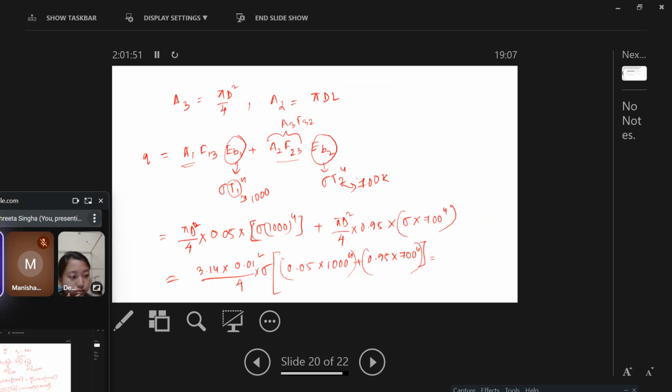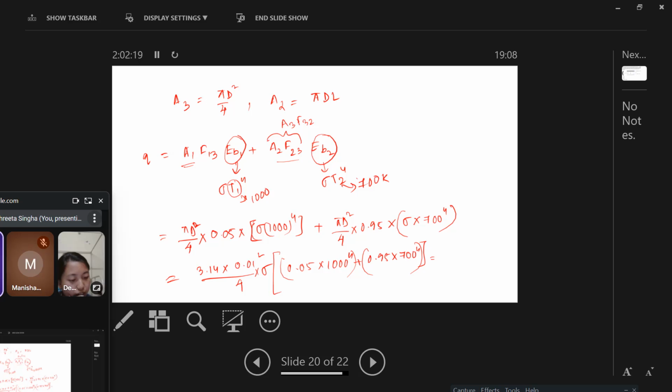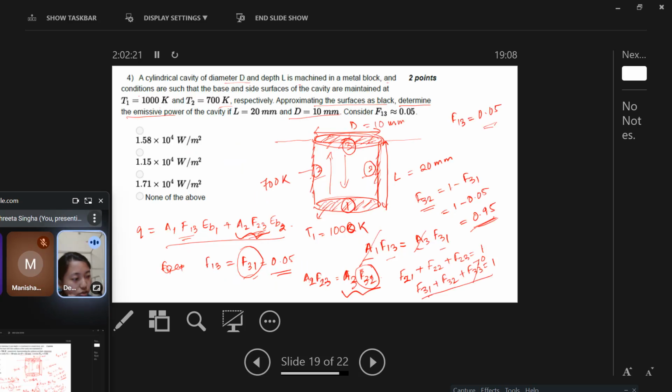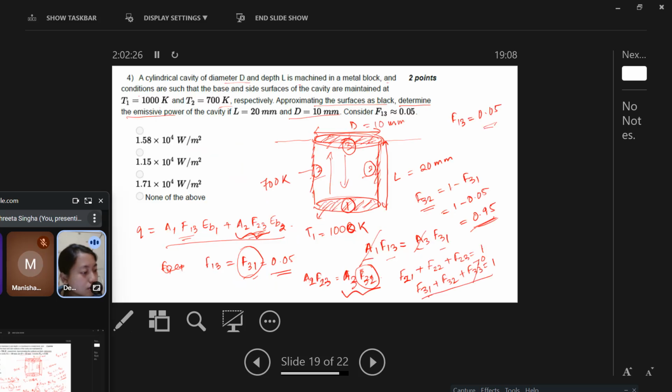Show the second slide. This one? 2.28 into 10 power 11. None of the above. Okay, I don't know which one is the answer. You cross check it. Check the calculations again later on.